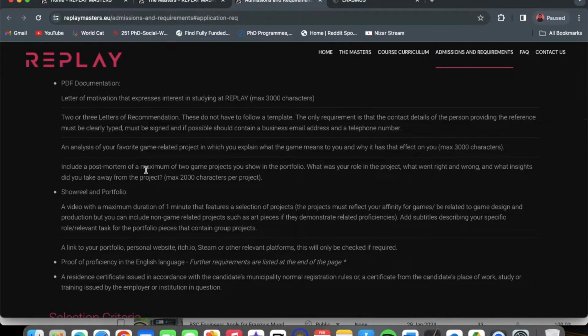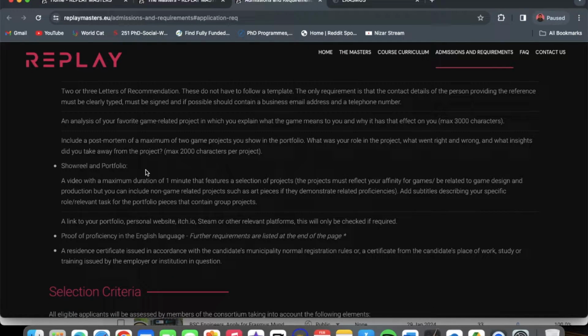Okay. Also, you need two or three letters of recommendations. Okay. These do not have to follow a template. The only requirement is that the contact details of the person providing the reference must be clearly typed, must be signed, and if possible, should contain a business email address and a telephone number. Okay. This implies that when your referee writes your reference letter, let them include their contact details, which includes their telephone number and then their business email address, if that is possible.